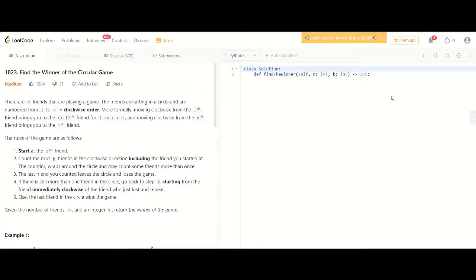That's a medium level problem, and the question is find the winner of the circular game. Let's understand the problem statement and let's see how it can be done.